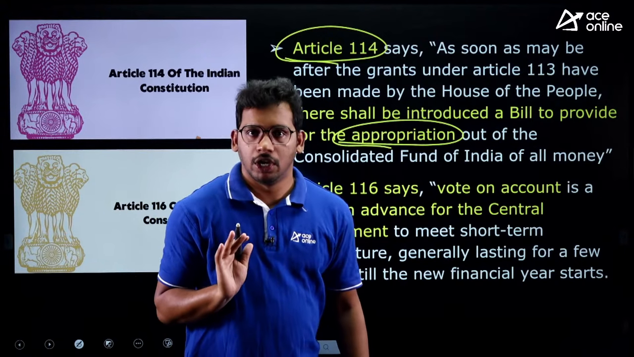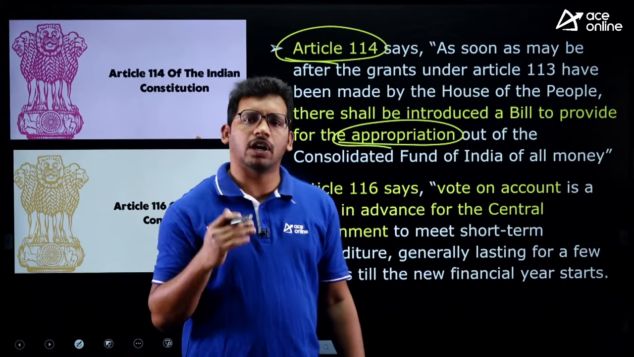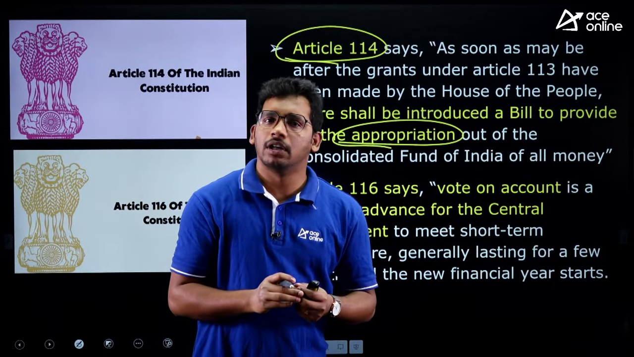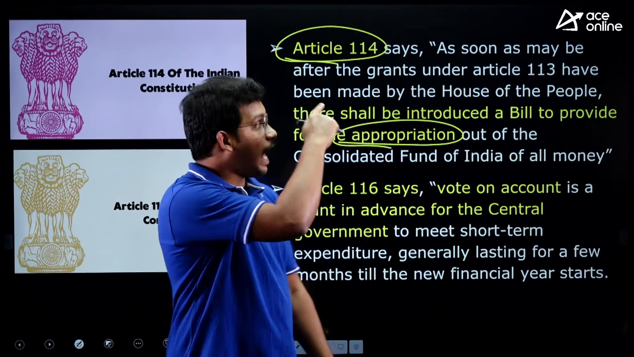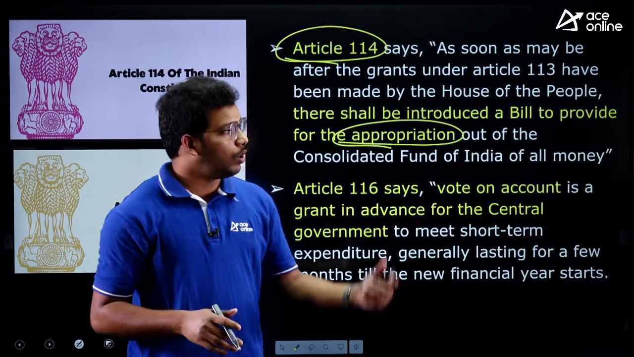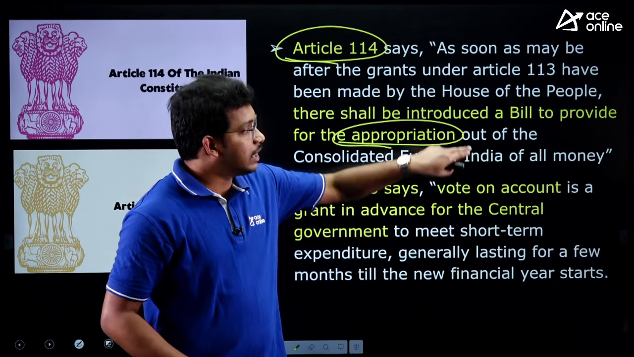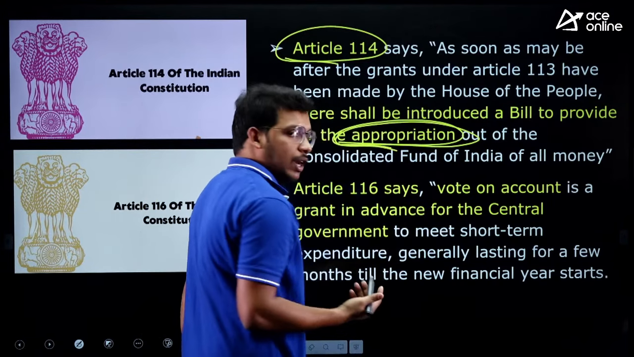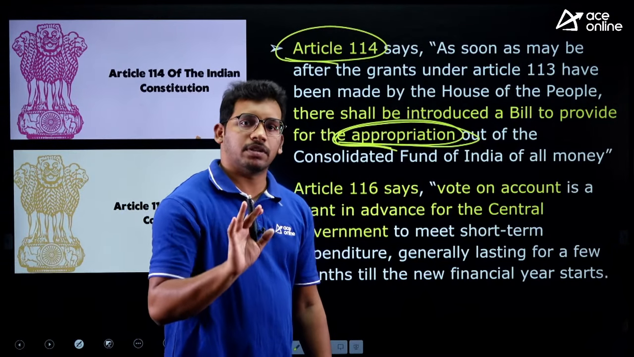Appropriation means allocation. There are 80 ministries, more than that. There are more ministries across center as well as state. So they need to give some money. Government has to give money to the respective ministries. So those monies that you are going to distribute among ministries have to be approved by the parliament, because they are not that important. You need to be accountable to the people. Only those offices were exempted in 113. But in 114, whatever other expenditure you are going to do, permission has to be taken from the parliament. That is called an appropriation bill, or sometimes we refer to it as a finance bill as well. So government will take permission from the parliament.